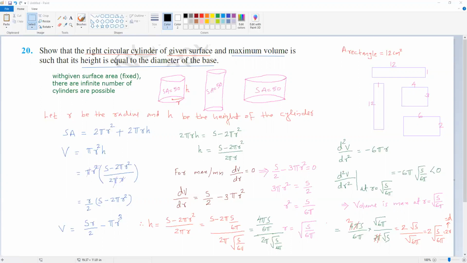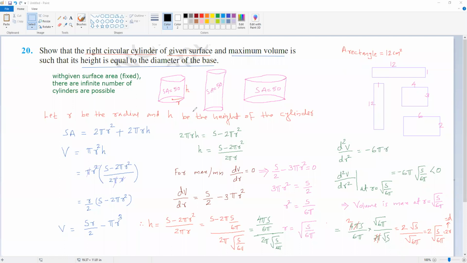So this is what we need to prove. We have to prove that a right circular cylinder of given surface area and maximum volume is such that its height is equal to the diameter of the base. So हमने प्रूव किया था वॉल्यूम इज मैक्सिमम एट द पॉइंट r is equal to under root s divided by 6 pi, and उसी पॉइंट में height is equal to diameter करके प्रूव किया, and that is what the question. So these types of questions will be asked for 6 marks.